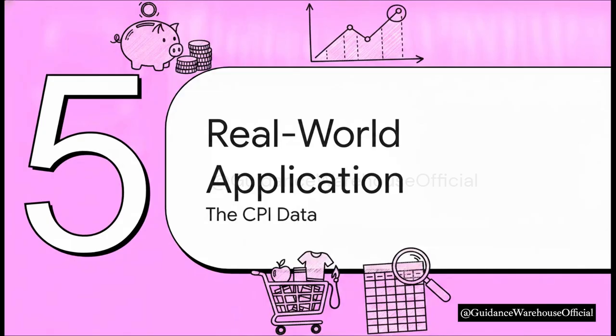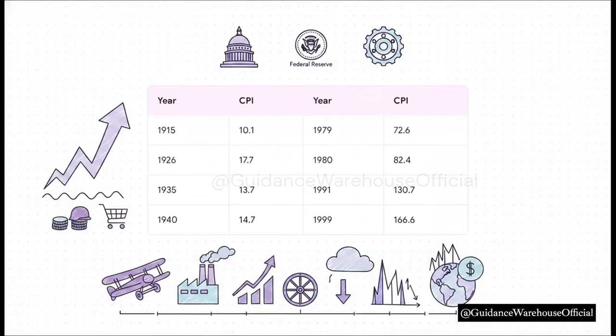Section 5, Real-World Application, the CPI. Now, let's step outside the classroom and connect this to the real world by looking at economics, specifically the Consumer Price Index, or the CPI. The CPI measures the average change in prices that consumers pay for goods over time. It's basically the ultimate yardstick we use to measure inflation. The President, Congress, the Federal Reserve, they all use this exact data to formulate massive monetary policies.